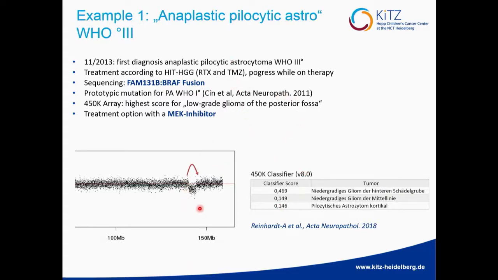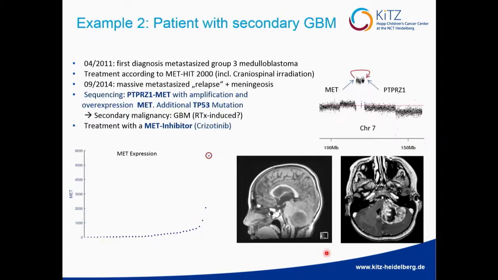This was called histologically an anaplastic pilocytic astrocytoma, and actually it turned out to have a very high score for low-grade glioma of the posterior fossa. The patient was successfully treated with a MEK inhibitor.